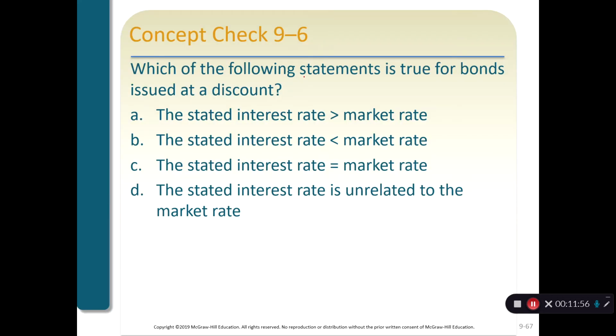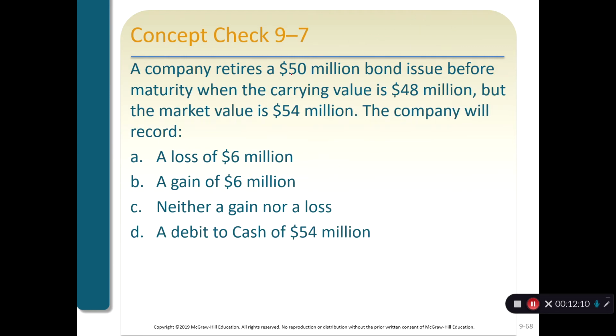So, which of the following statements is true for a bond issued at a discount? It is when the stated interest rate is smaller than the market rate, right? Okay. Now a company retires a $50 million bond issued before maturity when the carrying value is only $49 million. Now the market value of this bond is $54 million, so what will the company record? The book value, or carrying value, is $48 million now, and the market value of this bond right now is $54 million.